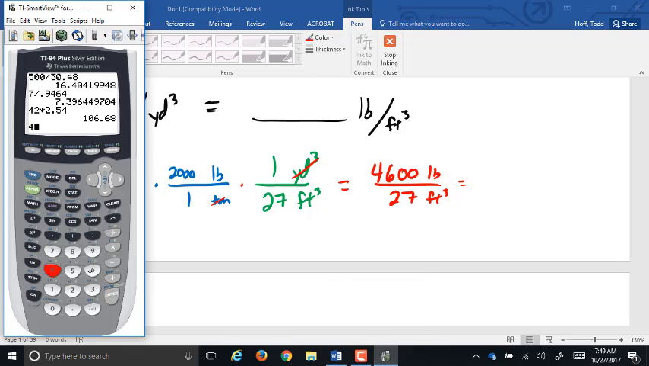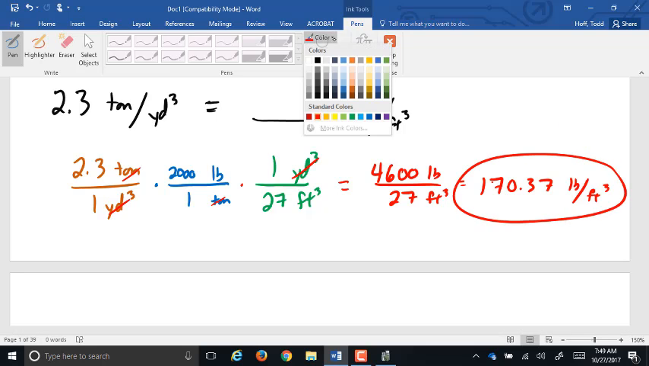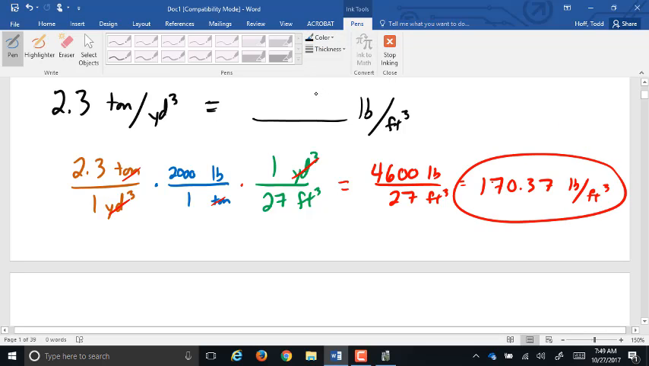So divide it out. 4,600 divided by 27 is going to be 170.37. That's pounds per cubic foot. That's a relatively dense material, by the way. Most of your woods are between 45 and 60 pounds per cubic foot, depending on your density. Like a balsa wood's down around 44, 45 pounds. Some of your harder woods get up to close to 60, 61.